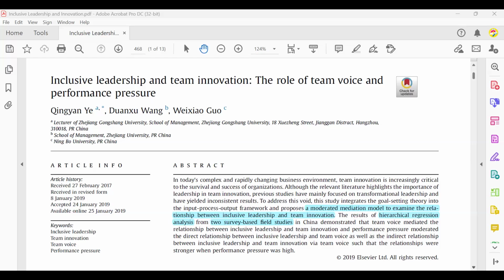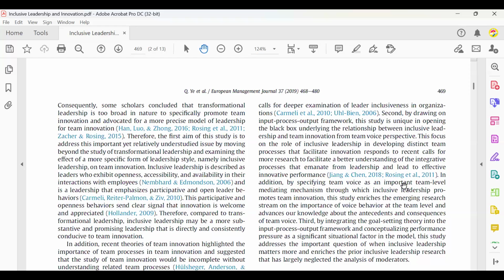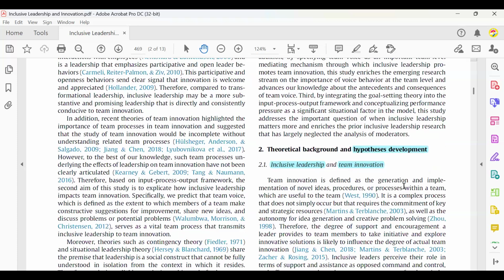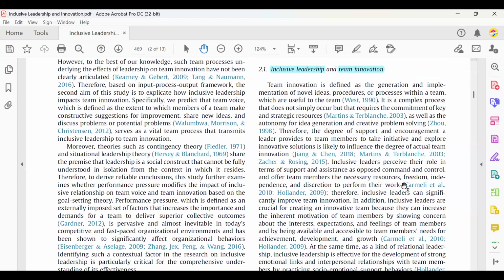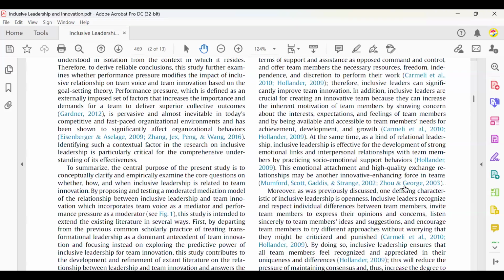So in this particular paper, if you can see, in the introduction, after the first few paragraphs where they have discussed the concepts, they go on to say, to summarize, the central purpose of the present study is to conceptually clarify and empirically examine the core question on whether, how, and when inclusive leadership is related to team innovation. Do you see that?